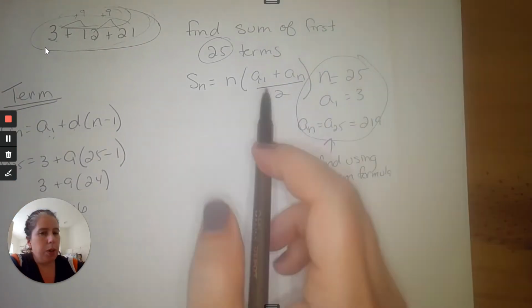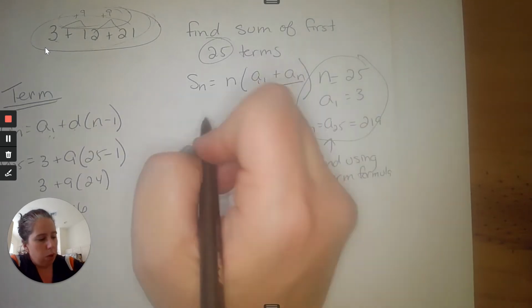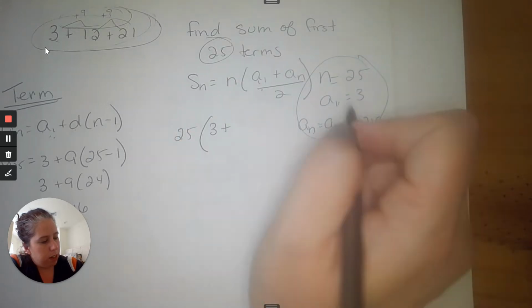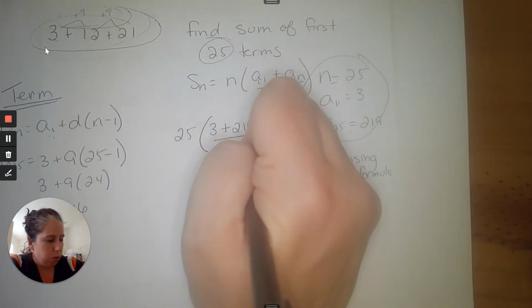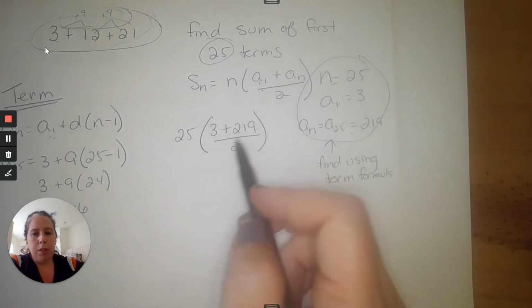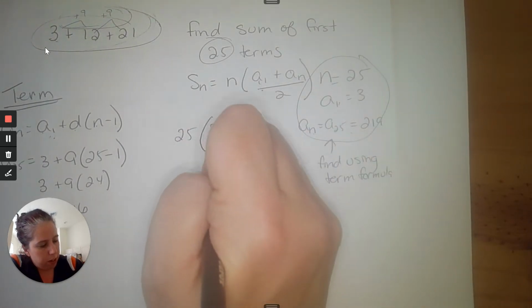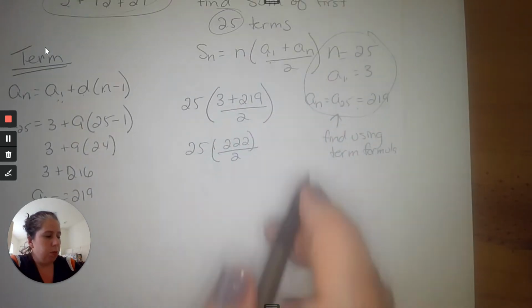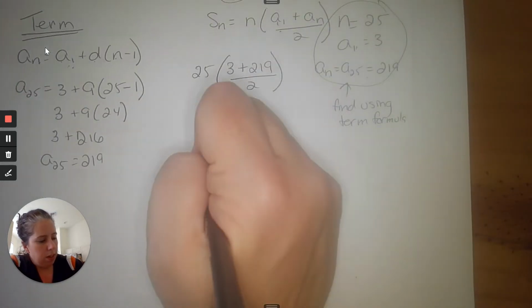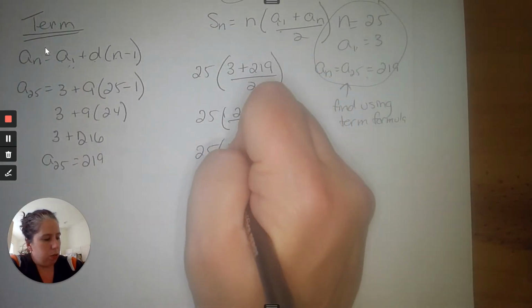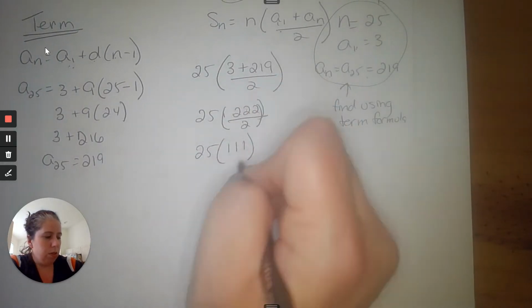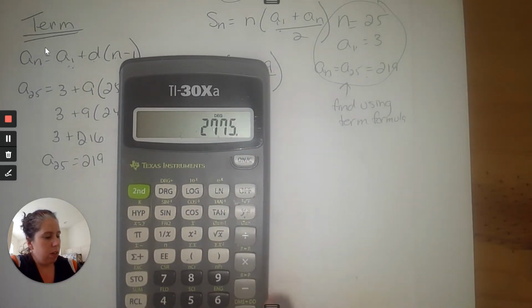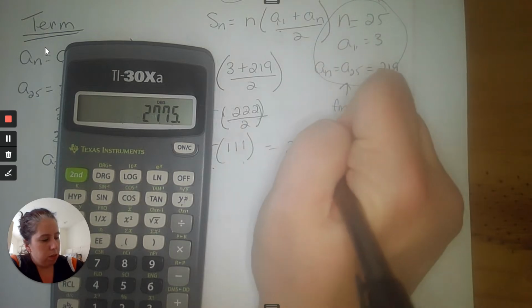Now I have all three of those, so now I can plug it in the formula. So n is 25 times a1, which is 3, plus a sub n, which is 219, divided by 2. Remember, do what's in here first. So 25 times 222, divided by 2. 2 goes into 222 111 times. So it's 25 times 111. My answer would be 2,775.